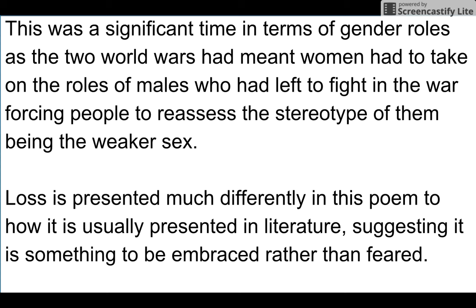This was a significant time in terms of gender roles, as the two world wars had meant women had to take on the role of males who had left to fight in the war, forcing people to reassess the stereotype of them being the weaker sex. And then in the poetry, I've written, loss is presented much differently in this poem to how it is usually presented in literature, suggesting it is something to be embraced rather than feared. So again, just a very brief one-sentence summary of the significance of, this time, the theme.